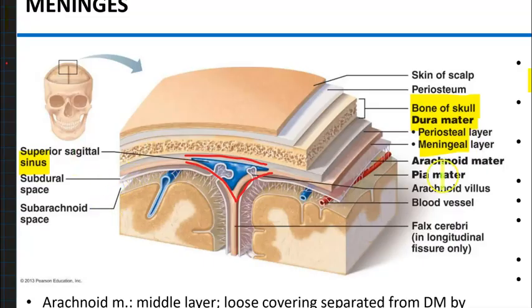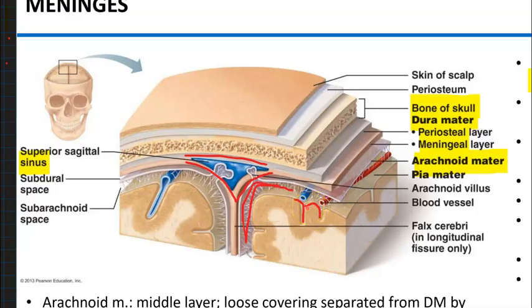Deeper to dura mater is arachnoid mater. It's called arachnoid because it is attached to the deepest layer of meninges, the pia mater, through web-like projections, web-like fibers. So the deepest layer is pia mater. Pia mater is a very thin and delicate connective tissue which is attached directly to the brain tissue.